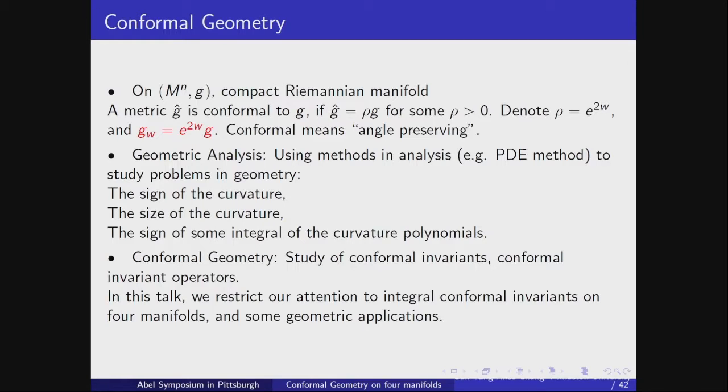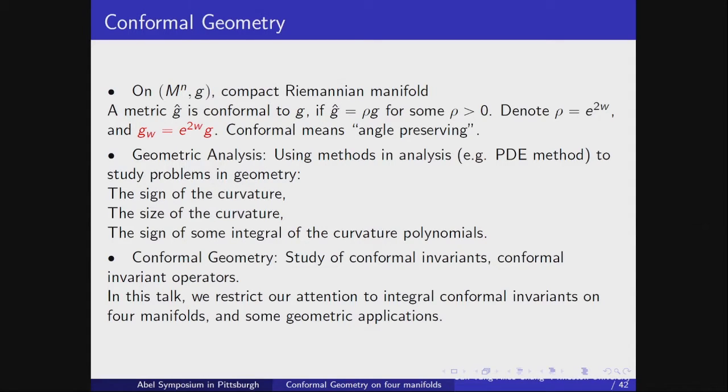So on a manifold, for example, on a sphere, we have a metric, G, a distance function. And conformal means on a metric G, we change the metric to another metric called G hat. So G hat is conformal to G means the angle preserving. That means for each two vectors in G hat, the angle between two vectors is preserved. Okay? So that's what we call conformal.